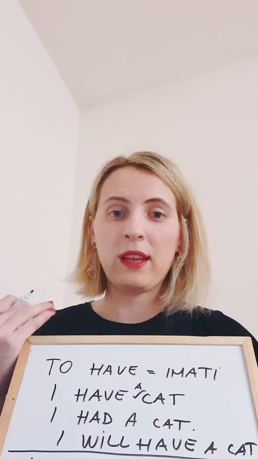Okay, so for example, verb to have is imati. And I will tell now the sentence I have a cat. And we last time learned how to say cat, right? Mačka. I have a cat. I had a cat. And I will have a cat. On this easy sentence, I will show you now how to make all three sentences in past, in the present, and in the future. So to have is imati, and I have a cat. Ja imam mačku. So mačka is a cat. Ja imam mačku. It is a present. So I'm having a cat.